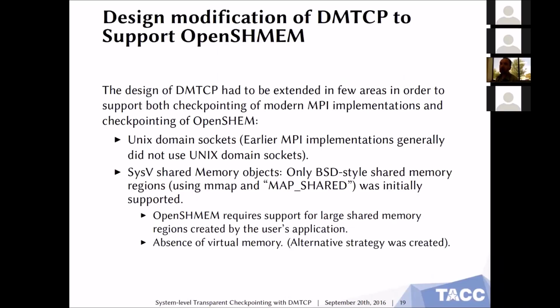So the main issue with OpenSHMEM is, with MPI, usually you imagine that you have a node with 16 cores, you have 16 MPI tasks, and you have 16 separate memory spaces. But when you use OpenSHMEM, you have a large shared memory space region. Instead of having multiple, you have a big one. So we have to support this large memory space. And the other issue that we had is that HPC clusters like Stampede don't support virtual memory, so we had to work on an alternative strategy.